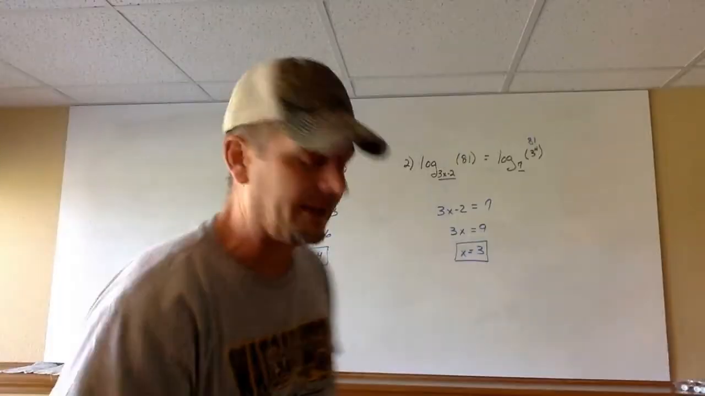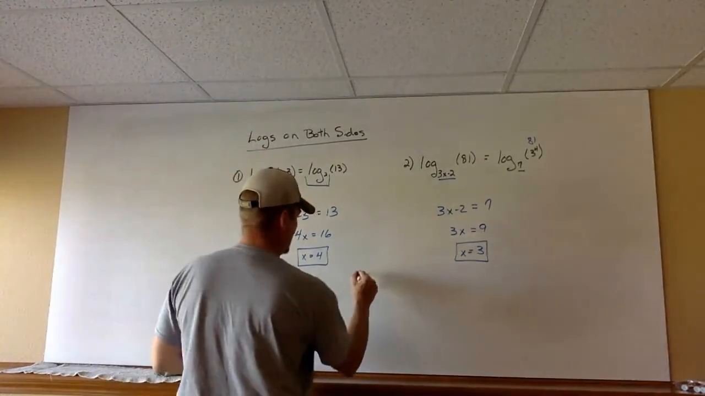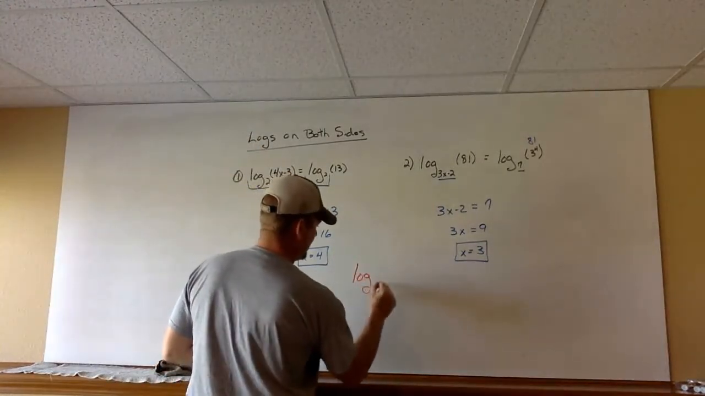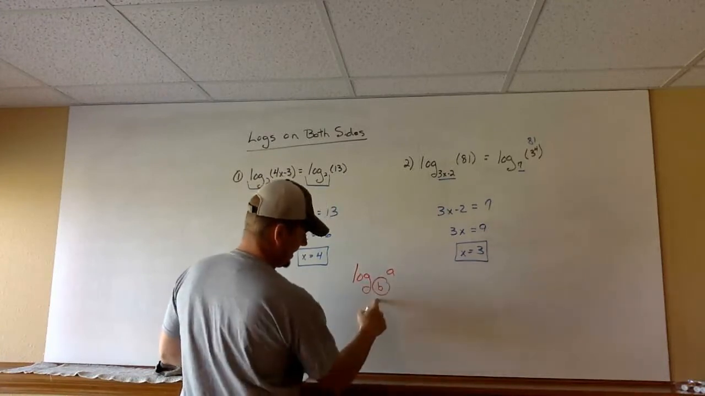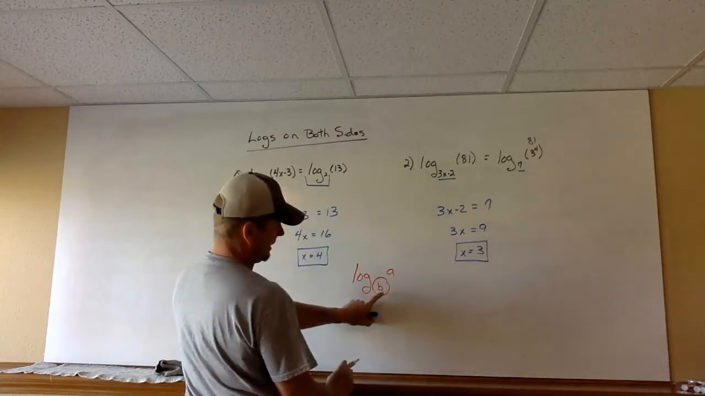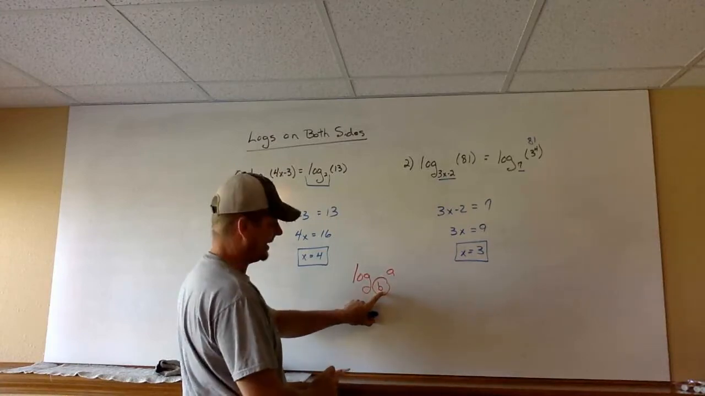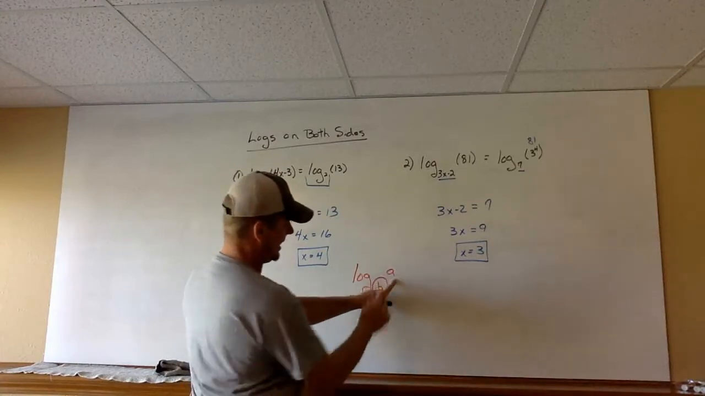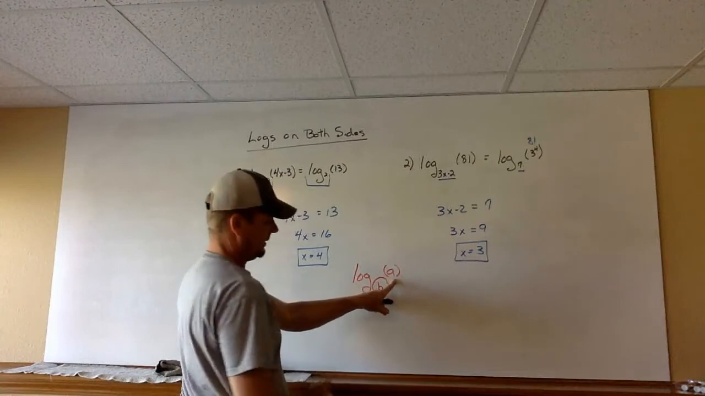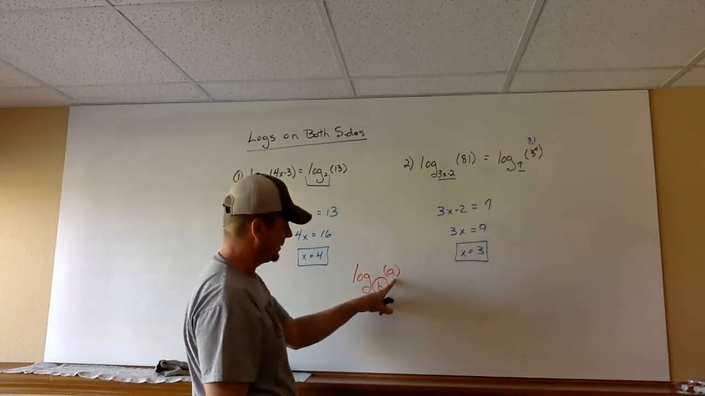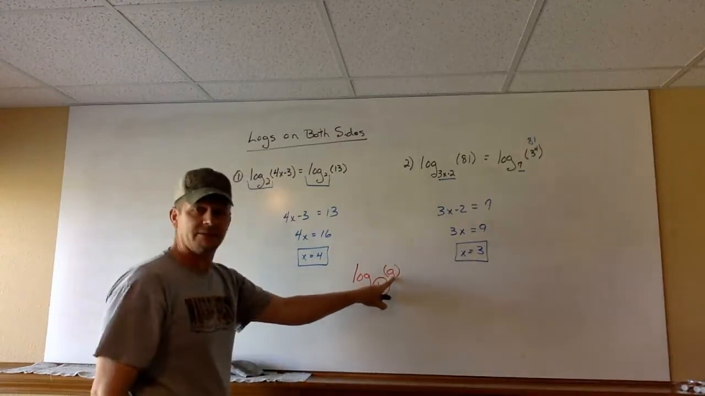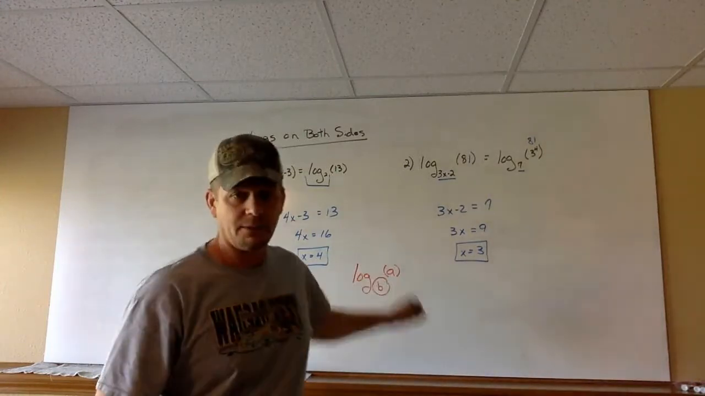So when you're looking at a log base b of a, that b has to be a positive number, and it cannot be 1. In a, your argument has to be a non-negative positive number. This can never be negative in the end for a number, okay?